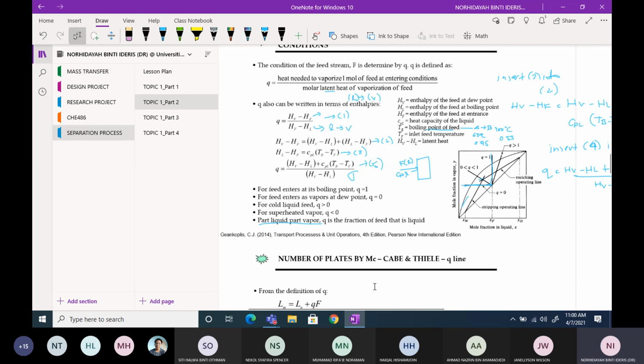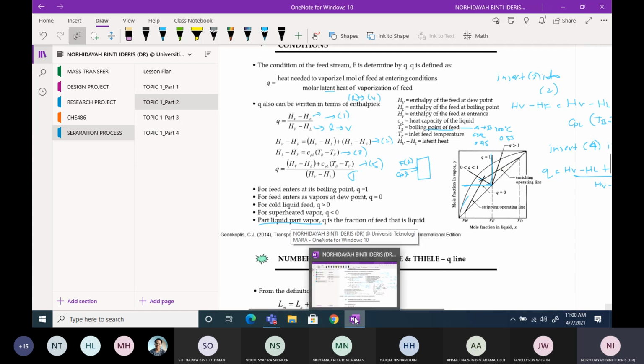Okay, class. Sorry for the abrupt rest tadi. Okay, I have something to settle. Okay, so I know it's quite hanging, but just continue.